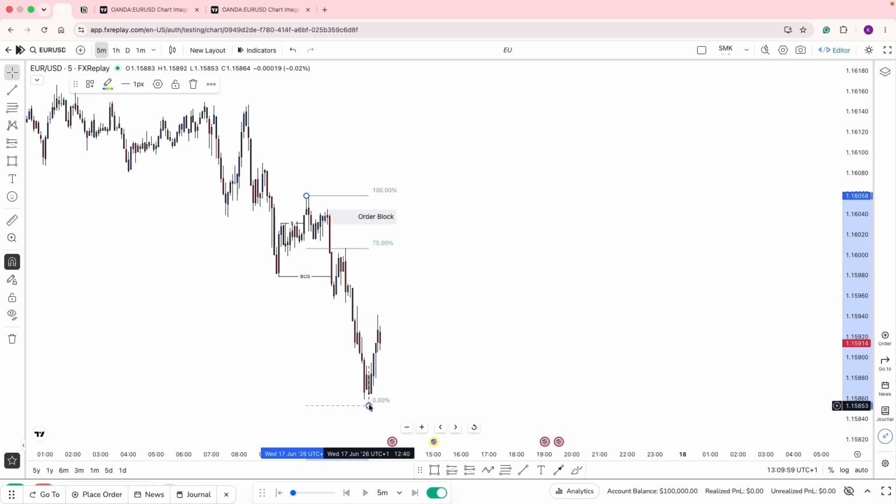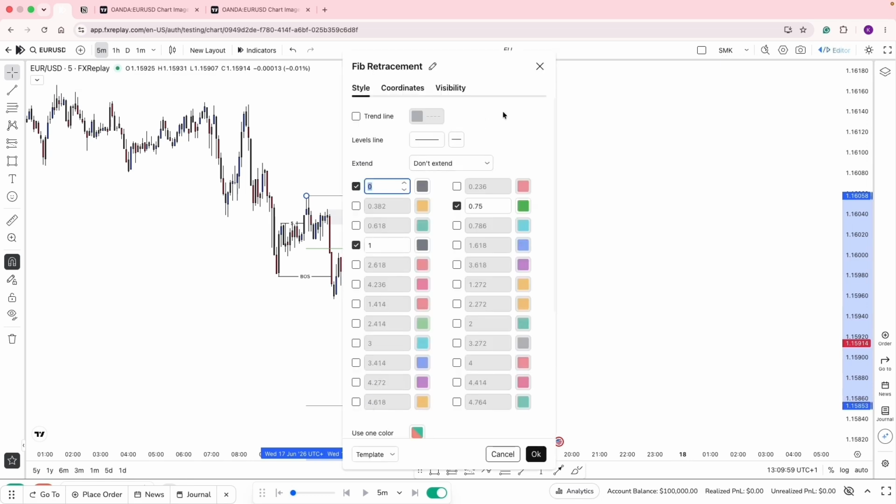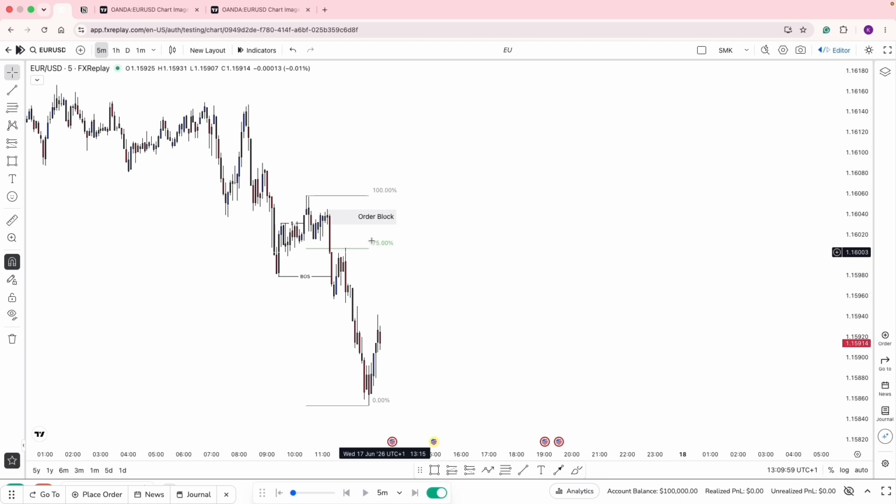So I'm just going to go into the settings so you can see what levels I've got. So I've got 0, 1, and 0.75. So the 0 represents 0%, the 1 is the 100%, and the 0.75 is the 75%. And like I said, I want to see my order block within that 75% zone. And this order block perfectly lines up with it. So now what I do is I enter off that 75% zone right there.